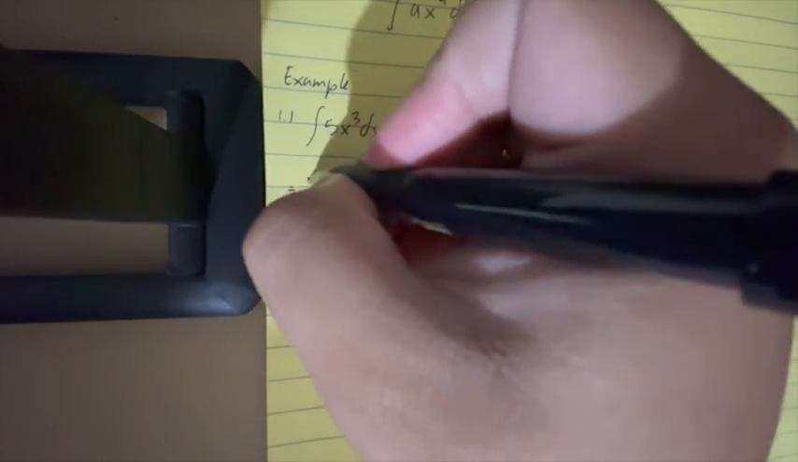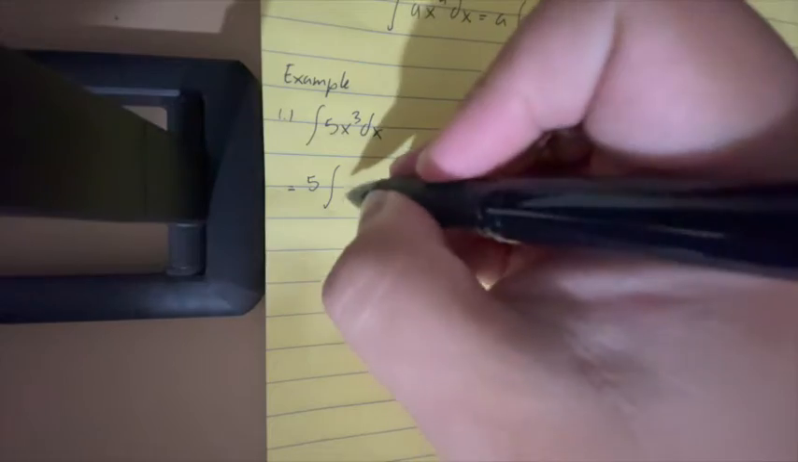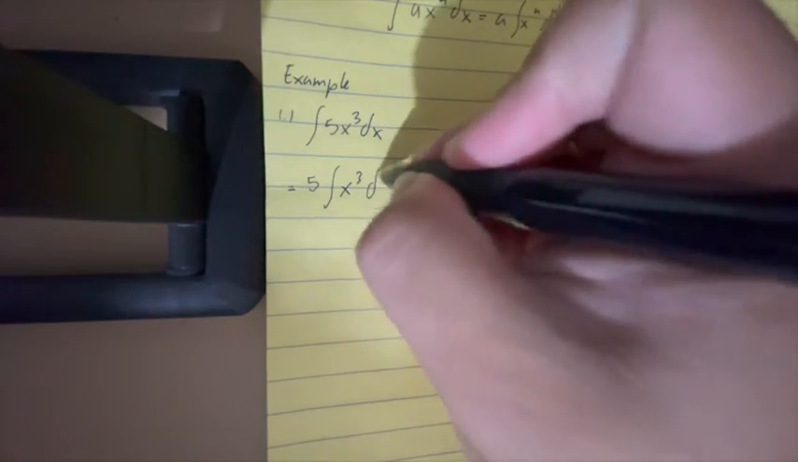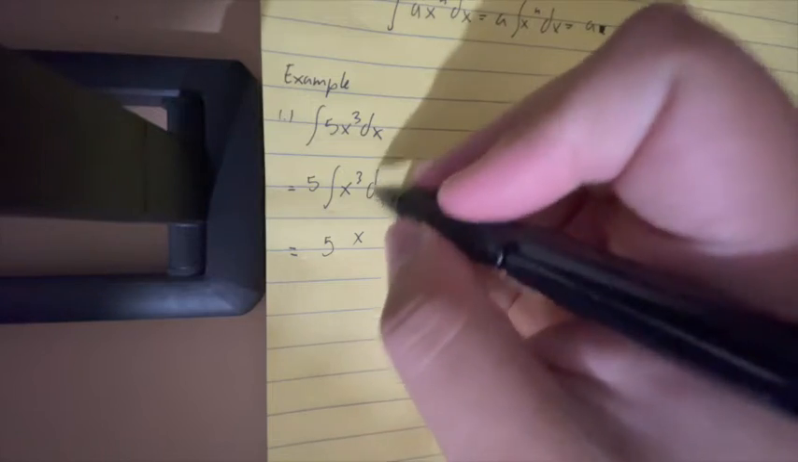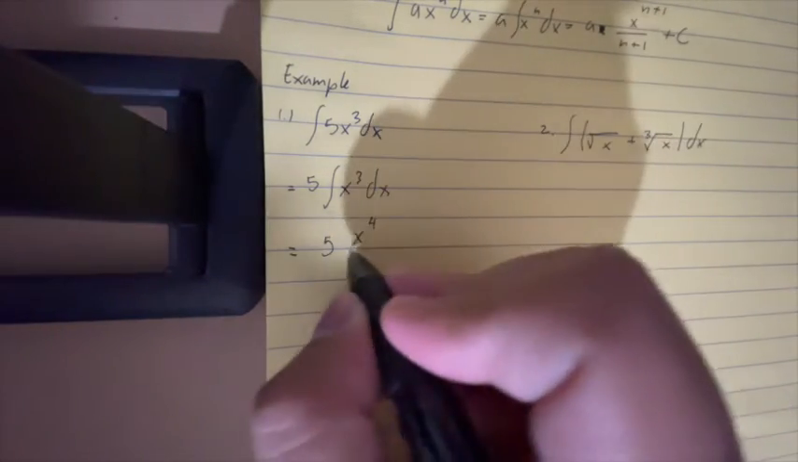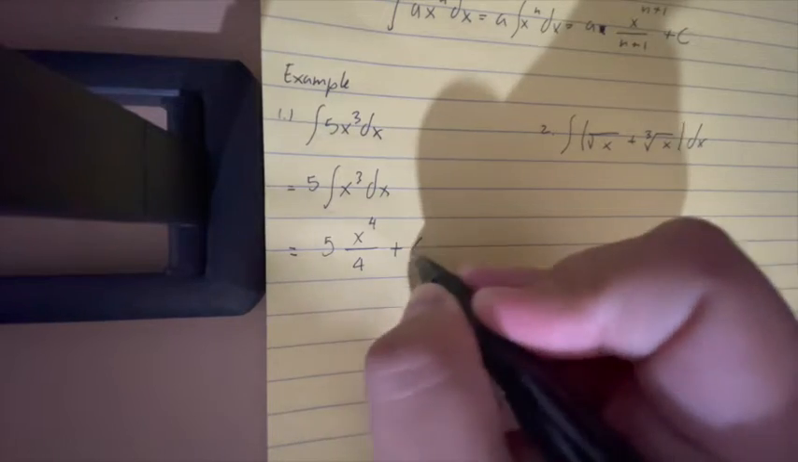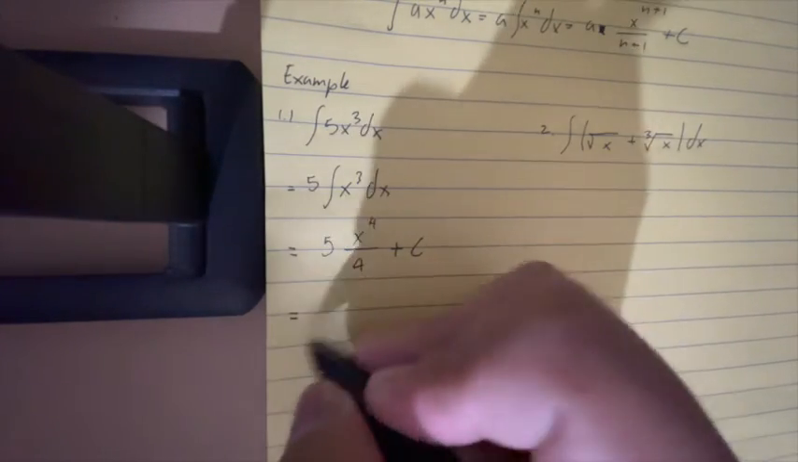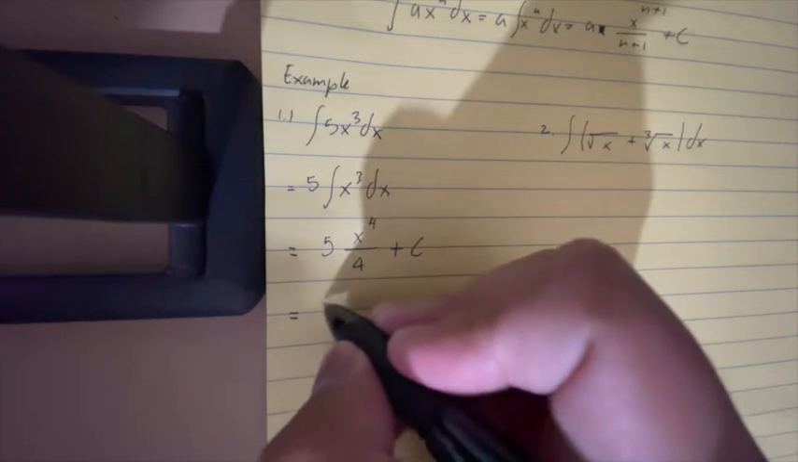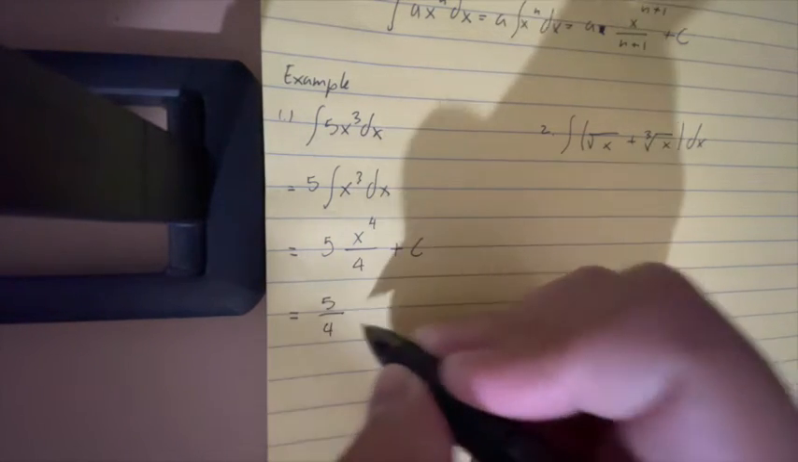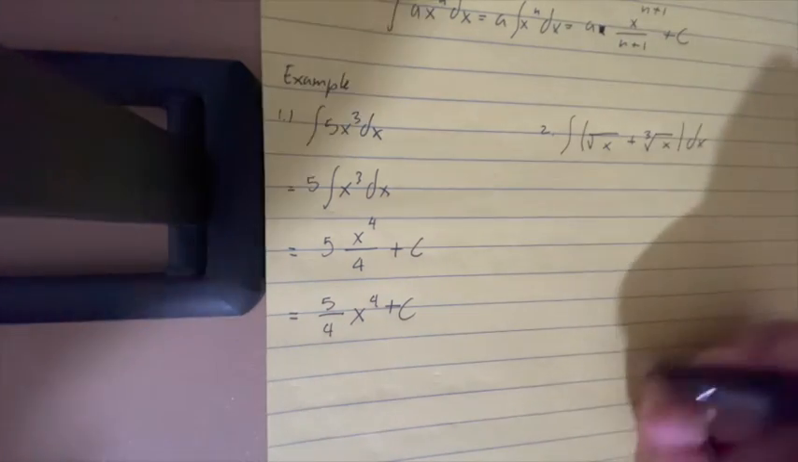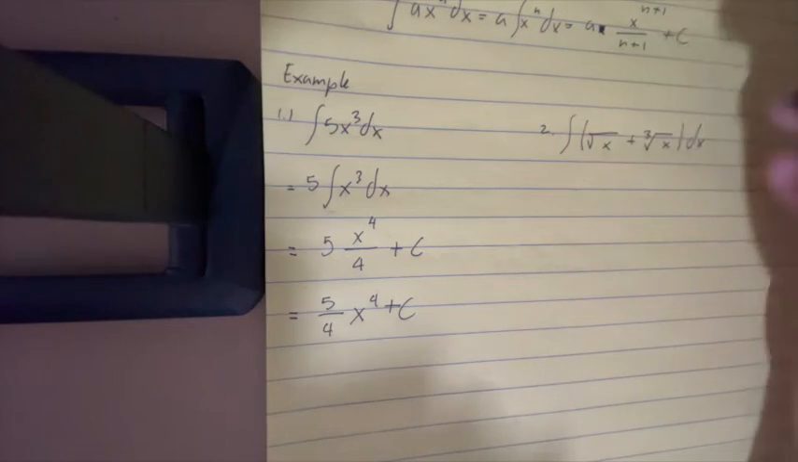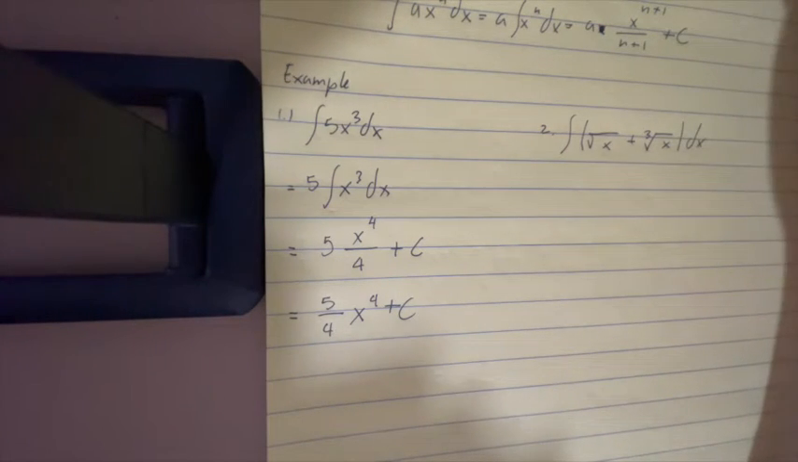First of all, we're going to put 5 here. Then the integral of x cubed dx. For x, you add 1, don't forget the 1. So x raised to 4 over 4 plus the constant. And your final answer, or you can write it this way, 5 over 4 x raised to 4 plus the constant. Okay. For number 2, the integral of the square root of x plus the cube root of x dx.